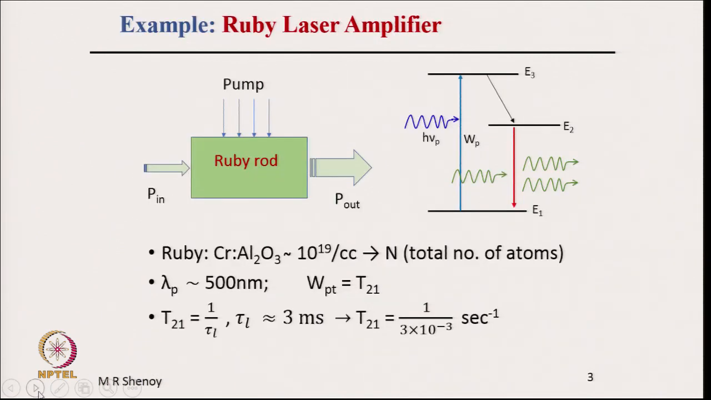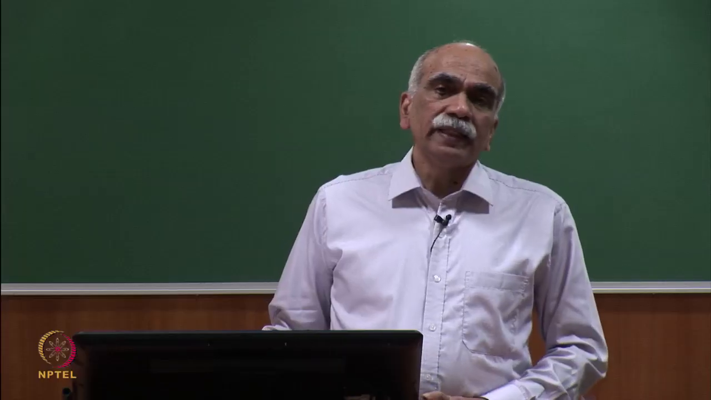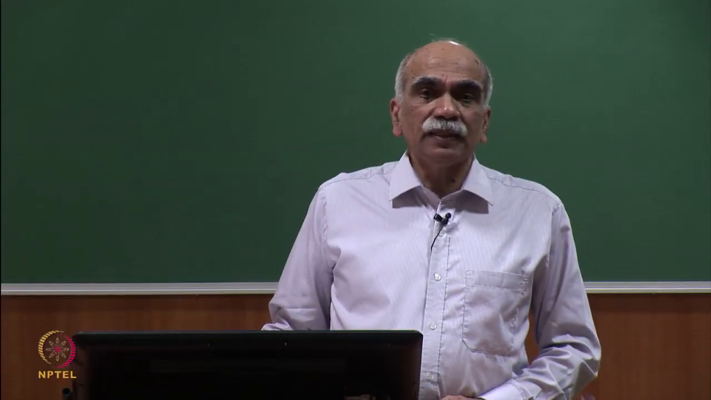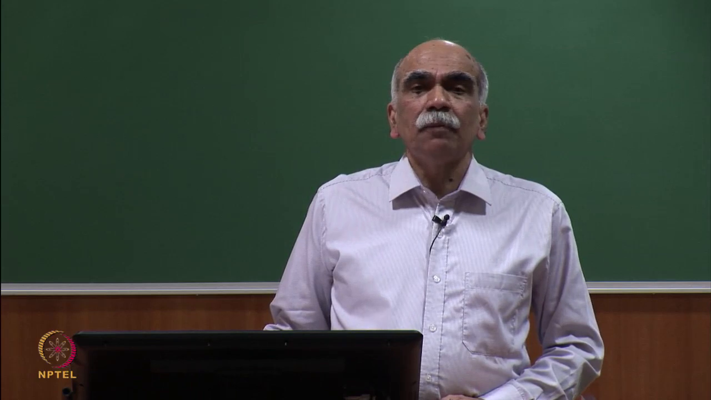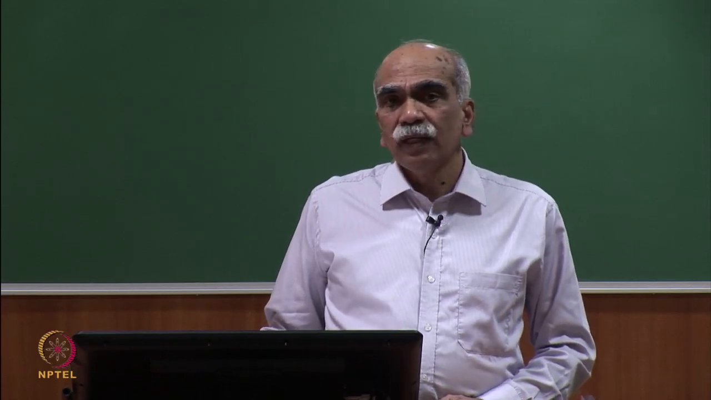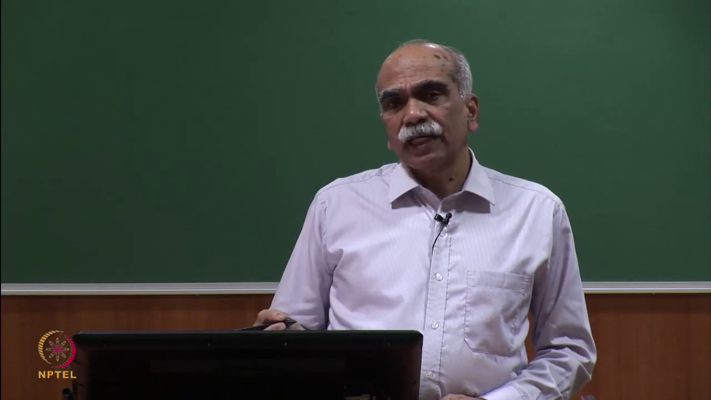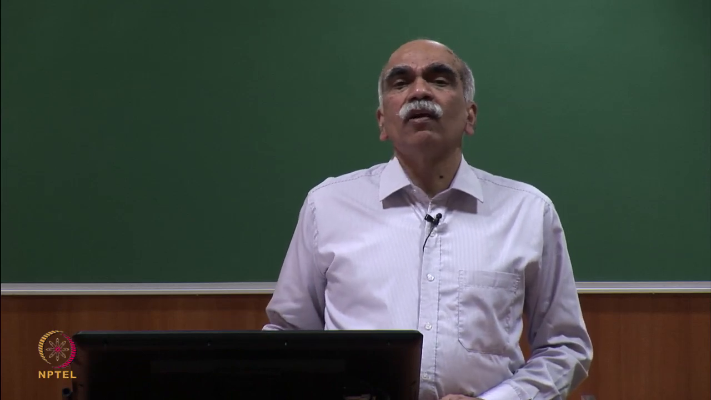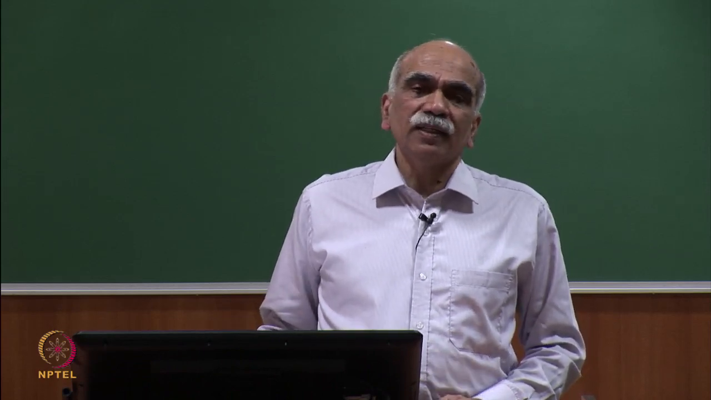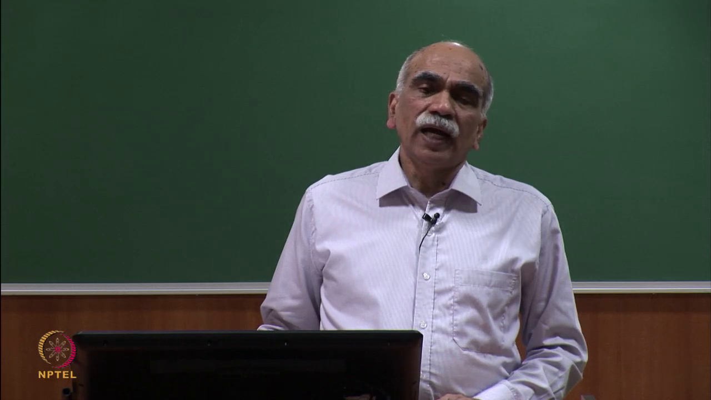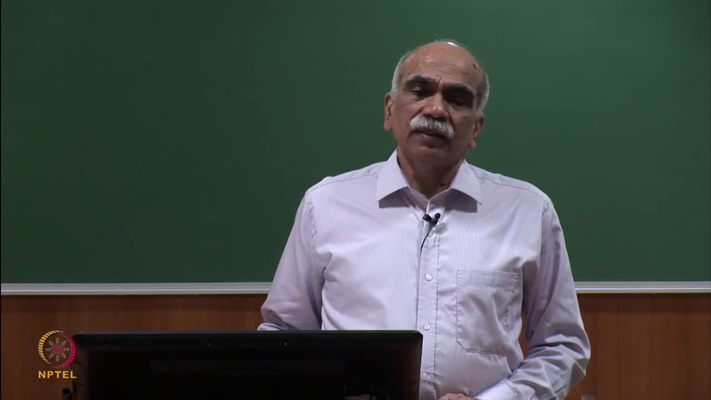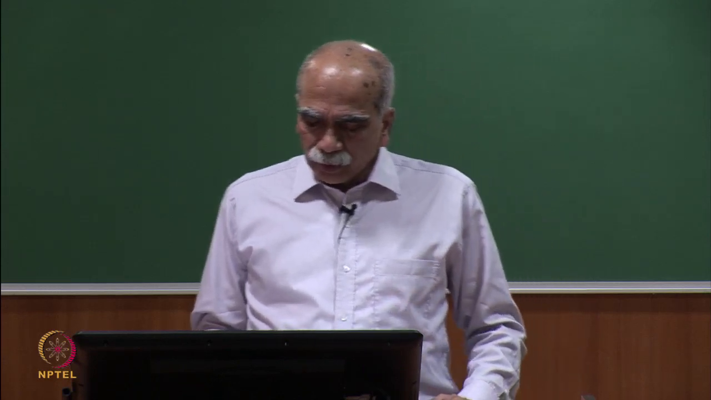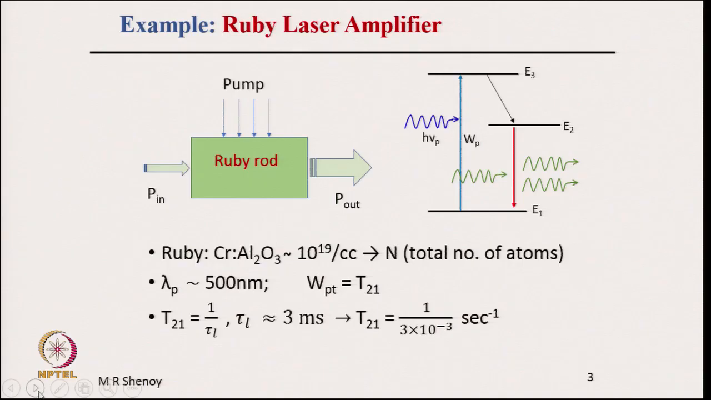All right, let us take the example of the Ruby laser amplifier. We had mentioned that Ruby laser is an example of a 3-level system, and let me take the example and calculate what kind of pumping power is required to have lasing action in a Ruby laser. So, what is shown schematically is the Ruby laser.